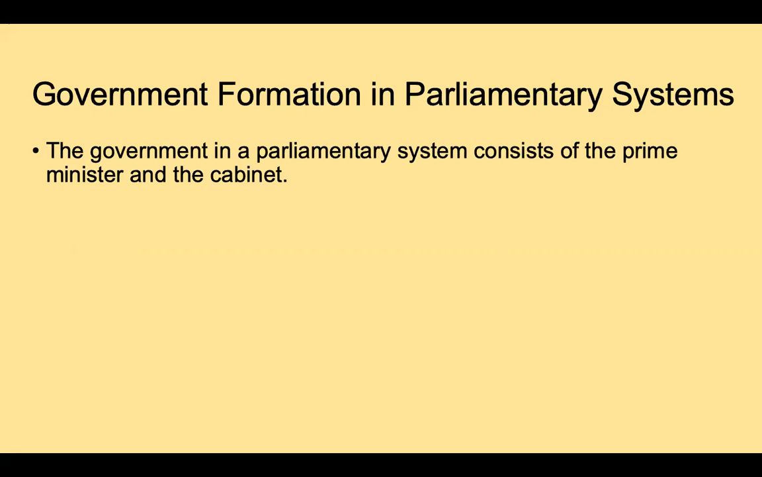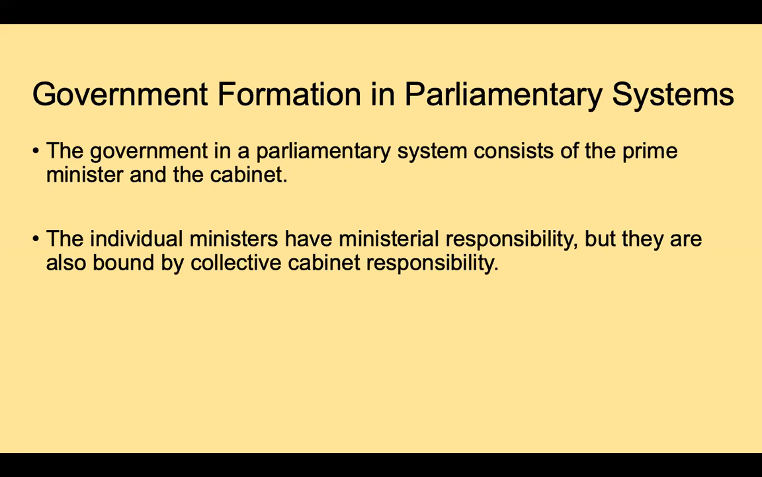But in a parliamentary system, then, the government does consist of the prime minister and the cabinet, just as in a presidential system, the government consists of the president and the president's cabinet. The individual ministers in a parliamentary system have ministerial responsibility. They are responsible, liable for their department, be it transportation or finance or education or whatever. But the key difference between a presidential system and a parliamentary system is that in a parliamentary system, the individual ministers are bound by collective cabinet responsibility.